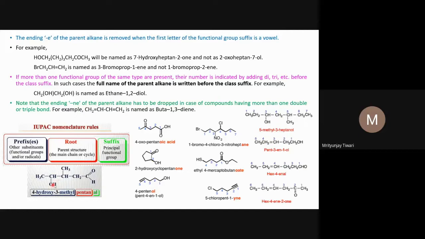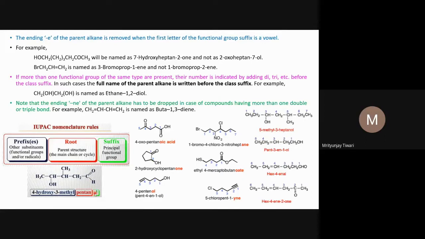So this branch is there as a subsidiary or subordinate functional group. The name will be 4-hydroxy, 3-methyl. Why hydroxy first? Because H comes before M in alphabetical order, so hydroxy is written first. So 4-hydroxy, 3-methyl, and then how many carbon atoms are there? 5, so pentane, the parent structure, the main chain. If it were cyclic it would be cyclopentane, but it is not cyclic, it's linear pentane. And AL is what we add for the CHO functional group.